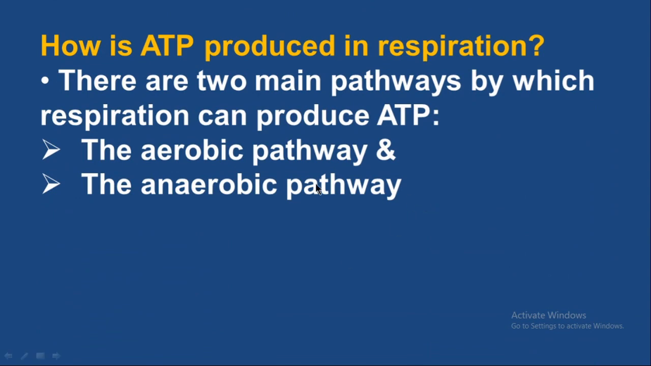How is ATP produced in respiration? There are two pathways by which respiration can produce ATP. One, the aerobic pathway, and second, the anaerobic pathway.